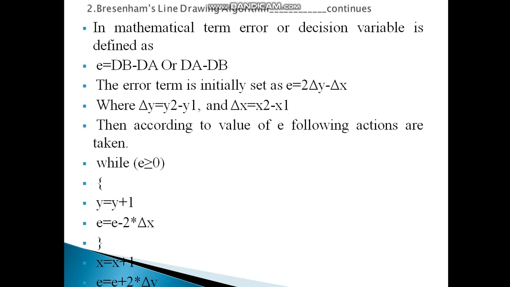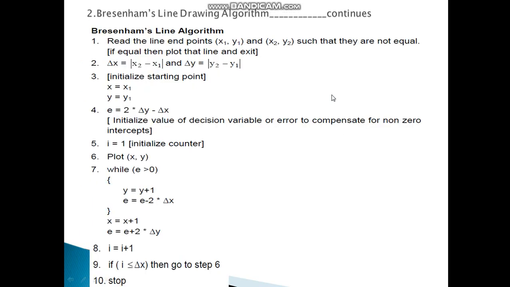The decision variable is defined as E equal to dB minus dA, or dA minus dB. Then E is equal to 2 times delta y minus delta x. Here we see the algorithm. The first step is to read the line endpoints, that is x1, y1 and x2, y2. The second step is to calculate delta x and delta y: delta x equals x2 minus x1 and delta y equals y2 minus y1. Then initialize the starting point: x equals x1 and y equals y1.